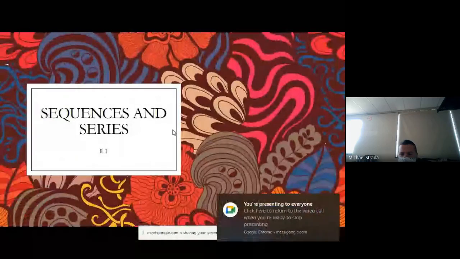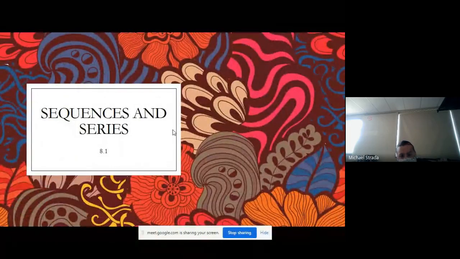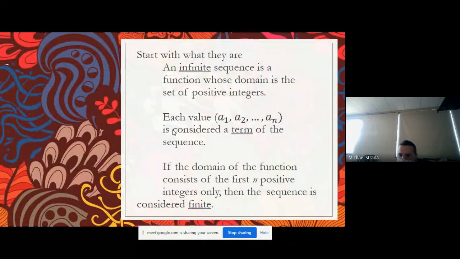Sequences and series, 8.1. Start with what they are. An infinite sequence is a function whose domain is the set of positive integers. Each value, a sub 1, a sub 2, dot dot dot, a sub n, is considered a term of the sequence. If the domain of the function consists of the first n positive integers only, then the sequence is considered finite.